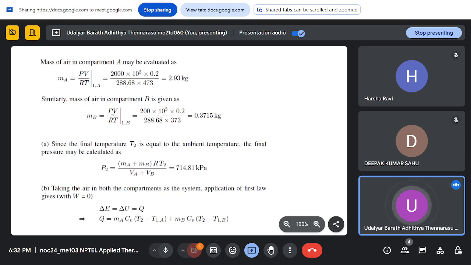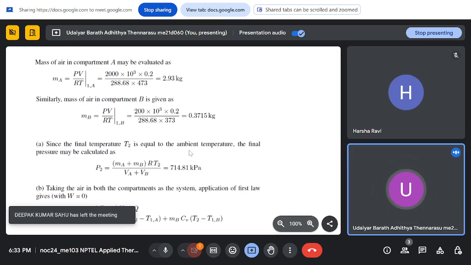Similarly, we can apply it to compartment B and estimate the mass of B. Here pressure is 2 bar, so 2 into 10 power 5 into 0.2 volume, equal volumes, divided by R, and temperature is 100 plus 273, which is 373. This comes out to be 0.3715 kg. Now the partition is ruptured and both gases get mixed. Since the final temperature T2 is equal to the ambient temperature, the final pressure can be calculated using the ideal gas law again.